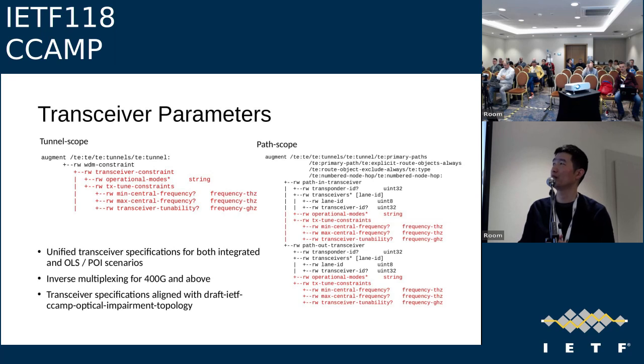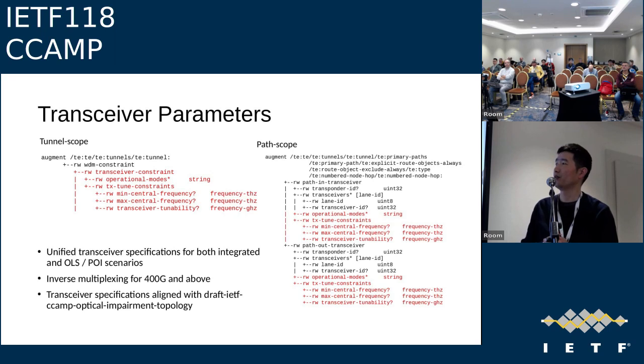for both the scope of the entire WDM tunnel or the individual path of a WDM tunnel. That allows the user to say what the operational modes of the transceivers are and what working frequency range you want this WDM tunnel to be using.